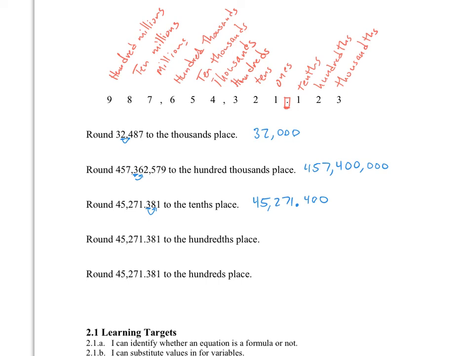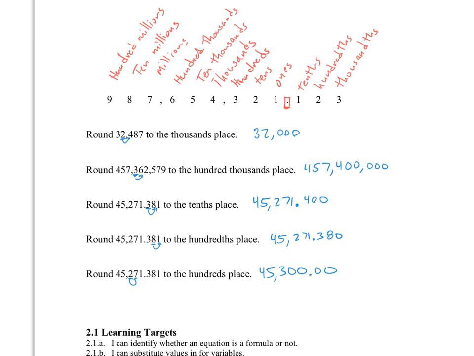The hundredths place is the 8 here. 4, 5, comma, 2, 7, 1, decimal, 3. What do I do with my 8? It's a 1 here, so my 8 stays an 8. Then a 0. The hundreds place is the 2. 4, 5. What do I do with the 2? It goes up, becomes a 3. 0, 0, decimal, 0, 0.